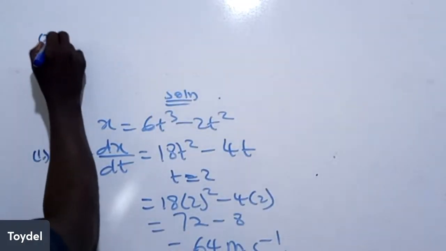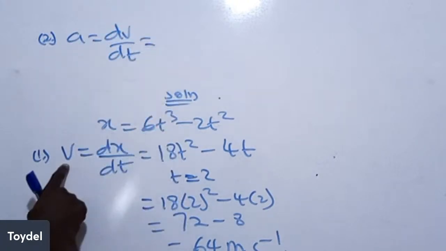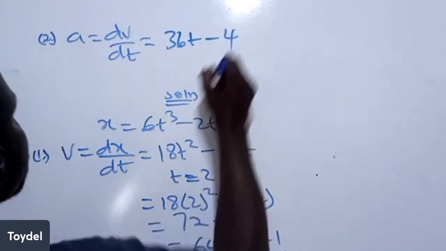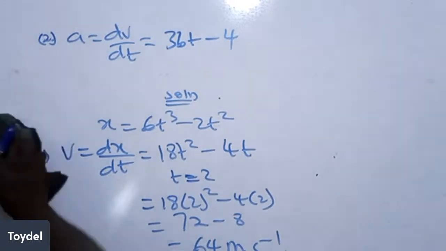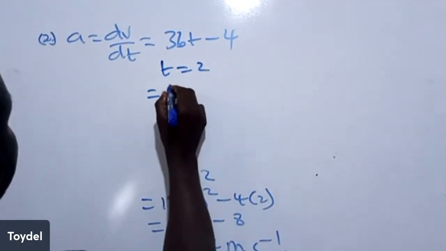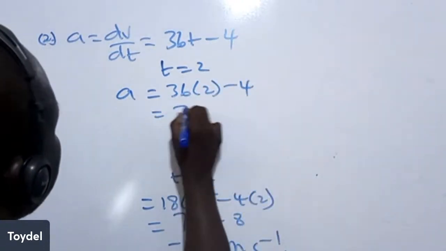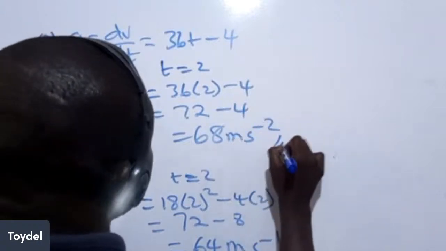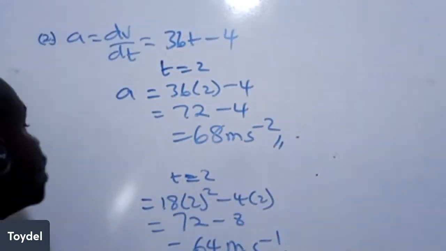Then the second question is to find the acceleration. Acceleration is the rate of change of velocity with time, so that will be dv/dt. This is going to give us 36t minus 4. So after 2 seconds, when t is equal to 2, we are going to have acceleration equal to 36 multiplied by 2 minus 4. That will be 72 minus 4, and that's going to give us 68 meters per second squared. So the acceleration will be 68 meters per second squared.